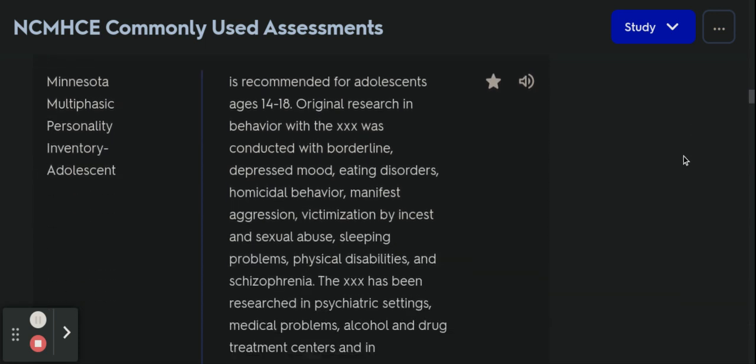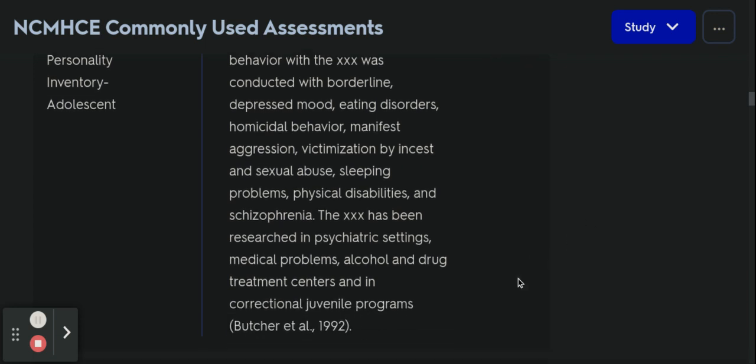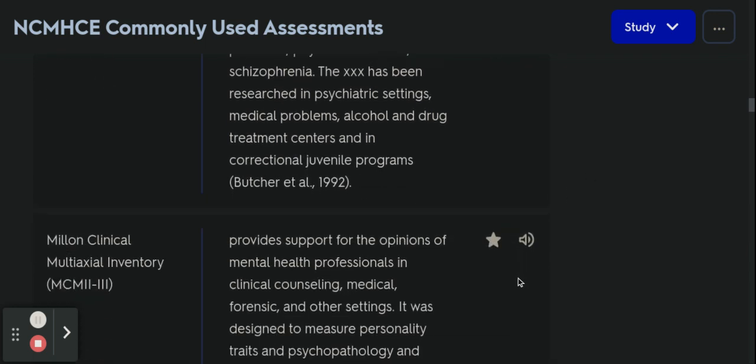The Minnesota Multiphasic Personality Inventory Adolescent is recommended for adolescents ages 14 to 18. Original research on behavior with the Minnesota Multiphasic Personality Inventory Adolescent was conducted with borderline, depressed mood, eating disorders, homicidal behavior, manifest aggression, victimization by incest and sexual abuse, sleeping problems, physical disabilities, and schizophrenia. It has been researched in psychiatric settings, medical problems, alcohol and drug treatment centers, and in correctional juvenile programs.